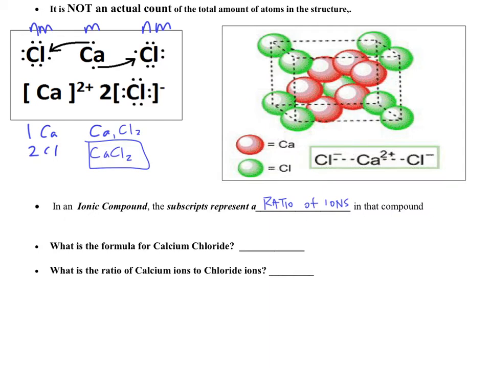So we looked up above in that figure. My formula is CaCl2 for calcium chloride. So that means I've got 1 calcium ion and 2 chlorine ions, or chloride ions. So the ratio is 1 to 2. For every 1 calcium ion, you have 2 chloride ions bonded with it.